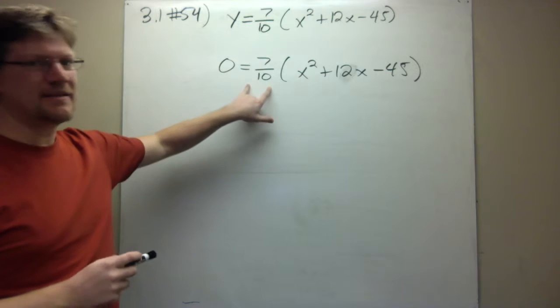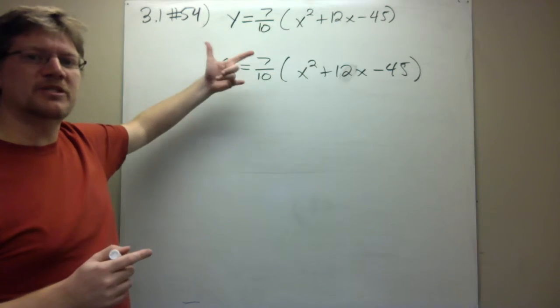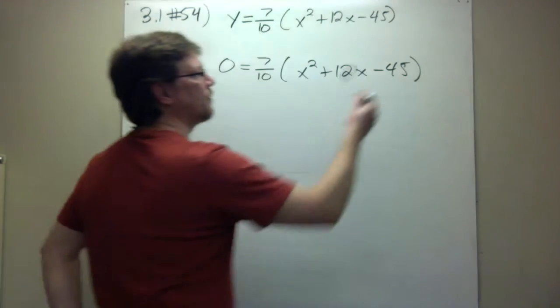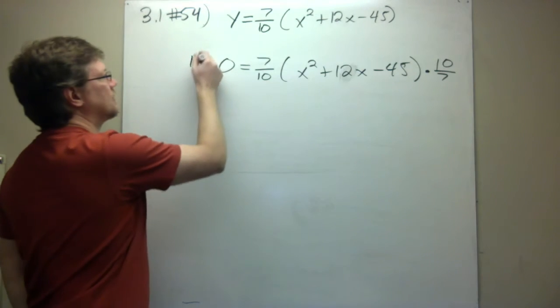Now, this 7/10 out here is multiplying everything. So if I multiply both sides by the reciprocal of this, I'll be able to cancel that without affecting where this thing is 0. So let's do that. Multiply both sides by 10/7.